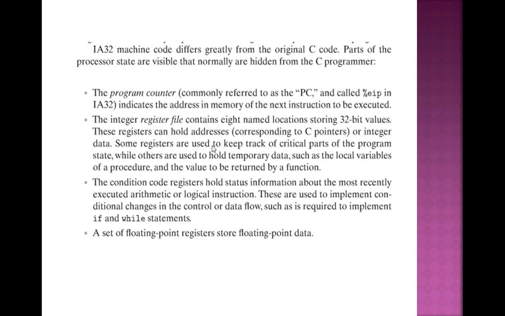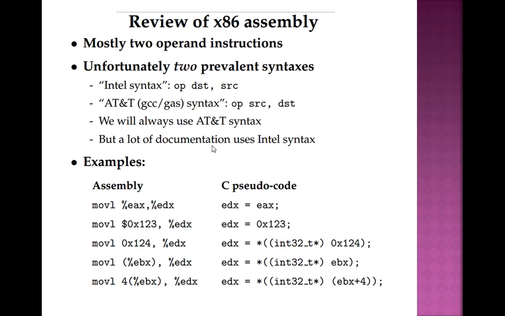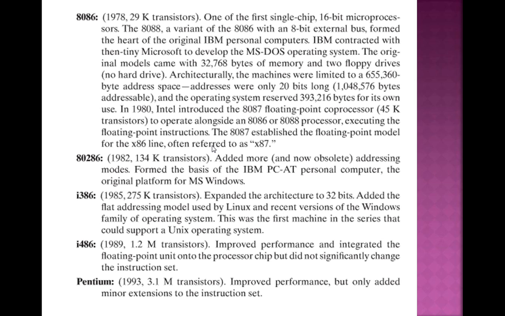These are the multiple storage devices. These are the multiple parts which IA32 assembly language uses, like program counter, integer register file, condition code register file, and floating point register file. Then we have also talked about an overview of x86-64 assembly.